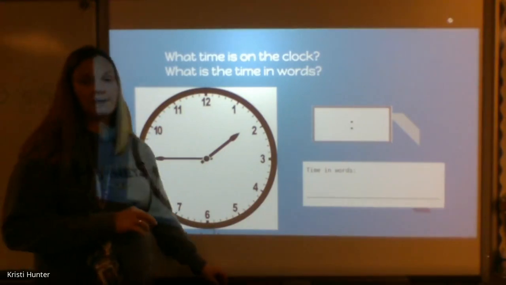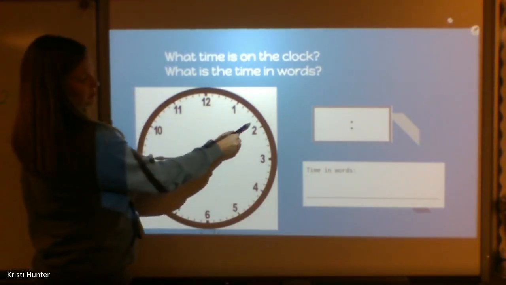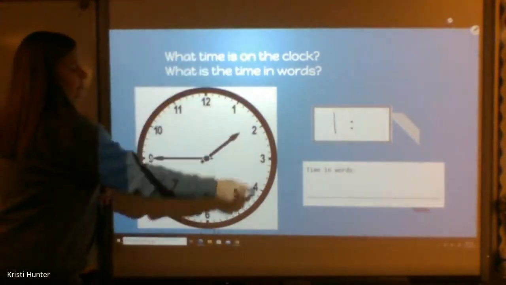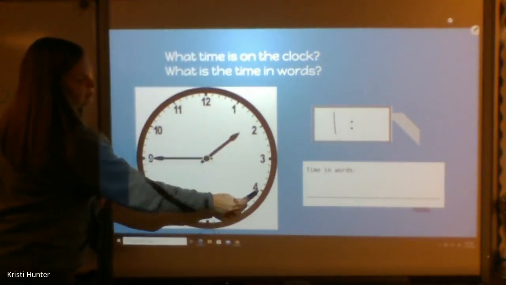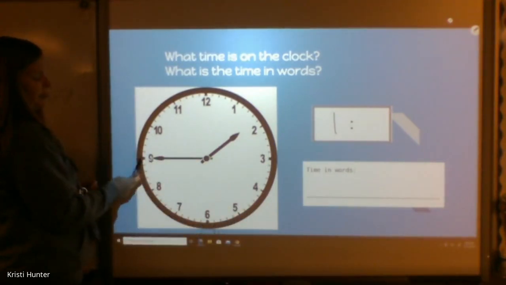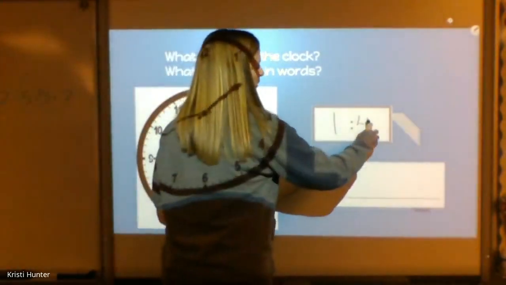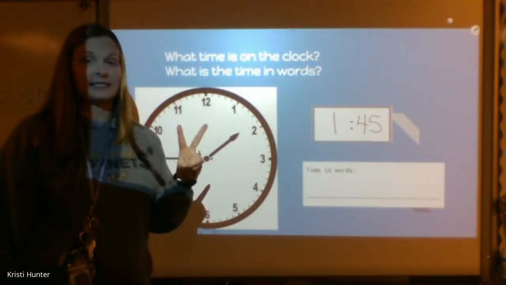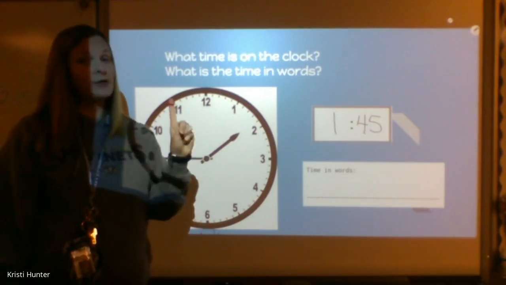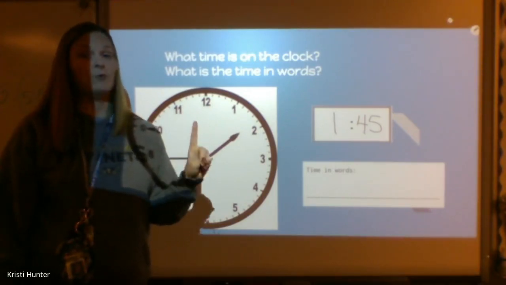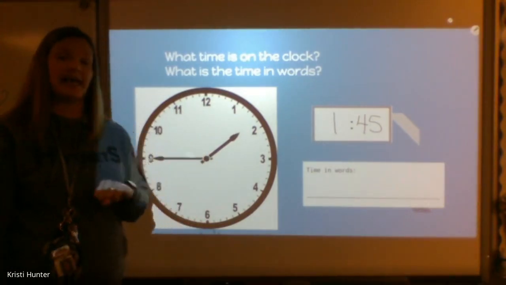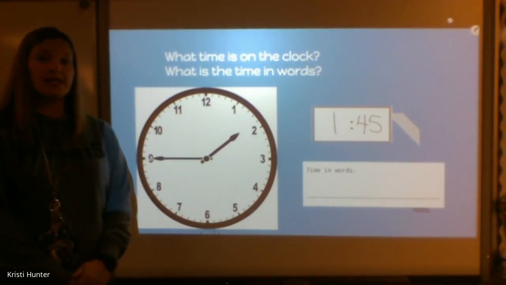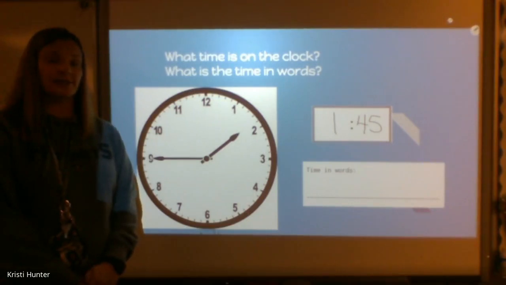Taking a look at my hour, it's getting very close to the 2, but it's not quite there yet. So it's still 1 o'clock. Counting around, 5, 10, 15, 20, 25, 30, 35, 40, 45. So it's 1:45. Now there are going to be 2 ways to write this time. One way is a quarter, and one way is using my minutes to the next hour. So let's see if you can find both of them. Go ahead and give it a try, and you can check your answer with me.